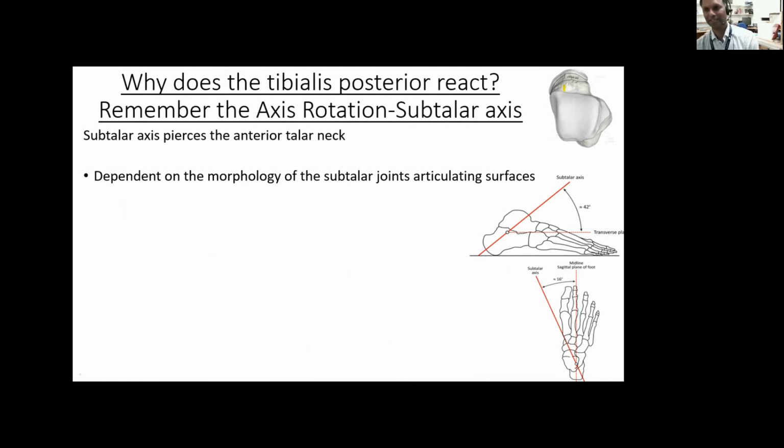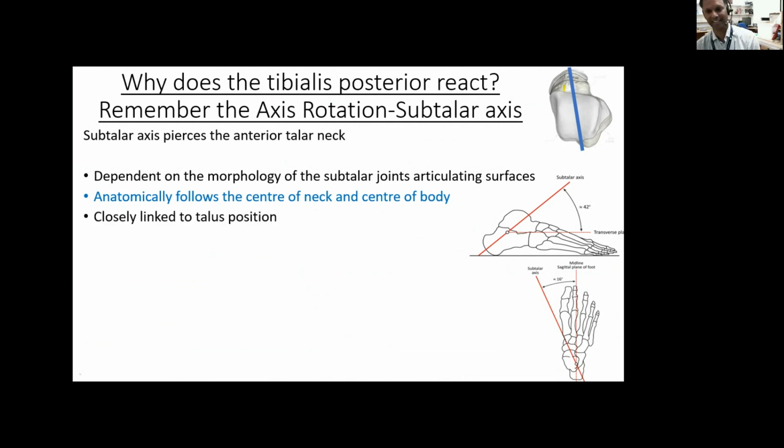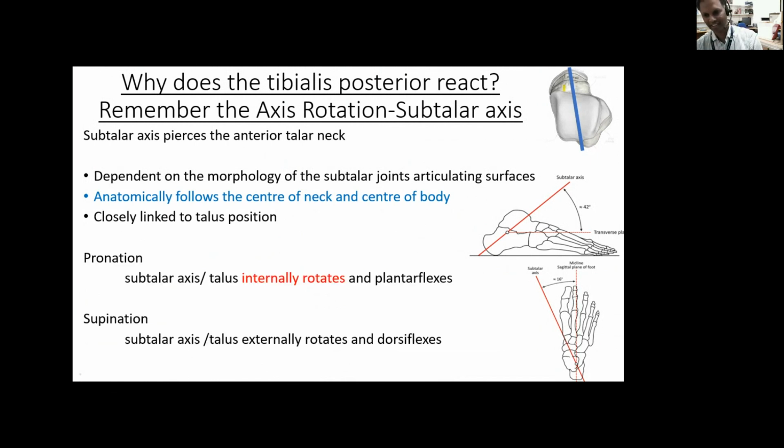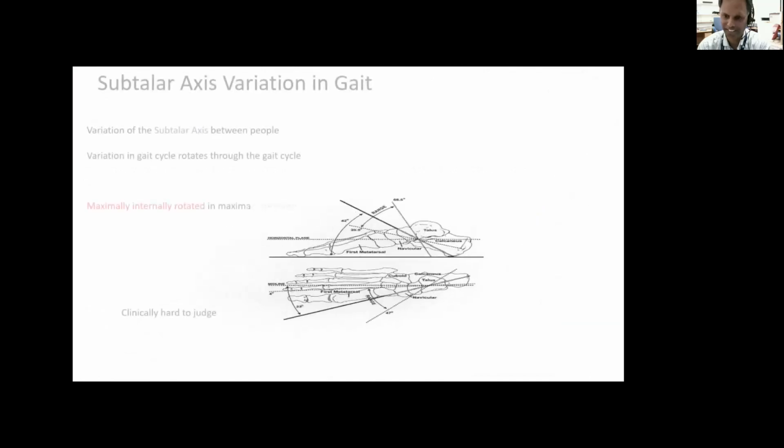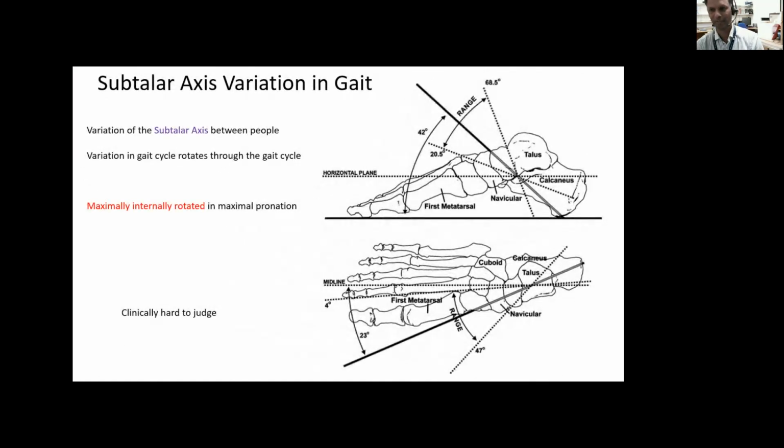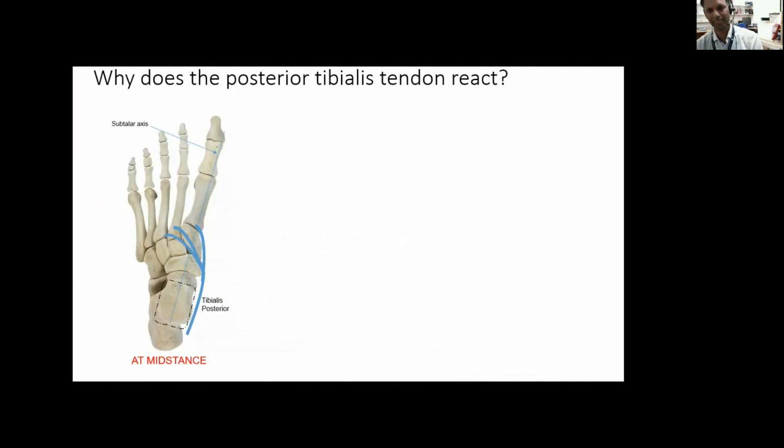Well, I think it's really important to appreciate the subtalar axis. The subtalar axis closely follows that central path of the mid-talar body and the mid-talar neck, and it's closely linked to talus position. It's offset from the floor by about 42 degrees. In pronation, the subtalar axis internally rotates and plantar flexes, and in supination, it externally rotates and dorsiflexes. But it's not fixed, and it's dynamic throughout the gait. It varies between people, sexes, and the morphology of the subtalar joint, so it's very clinically hard to judge. There are tests for it, but I'm not going to go into it in this particular lecture.